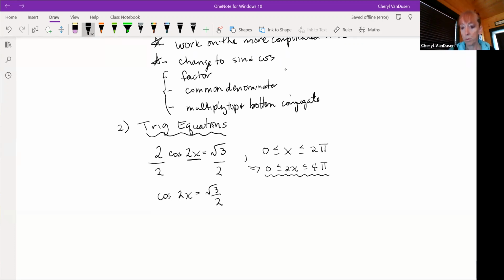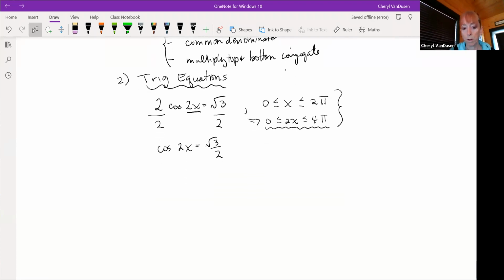Just be cautious. If you like to work in degrees, you always have a little peek back. And if the original domain was given in radians, then your final answers have to be in radians. So just be mindful of that. So when we think of the unit circle and where cosine is positive root 3 over 2, look at your unit circle, find where the first coordinate is root 3 over 2. You will find that in one rotation, the answers that have that occurring are pi over 6 and 11 pi over 6. Okay, that's for one full rotation around.